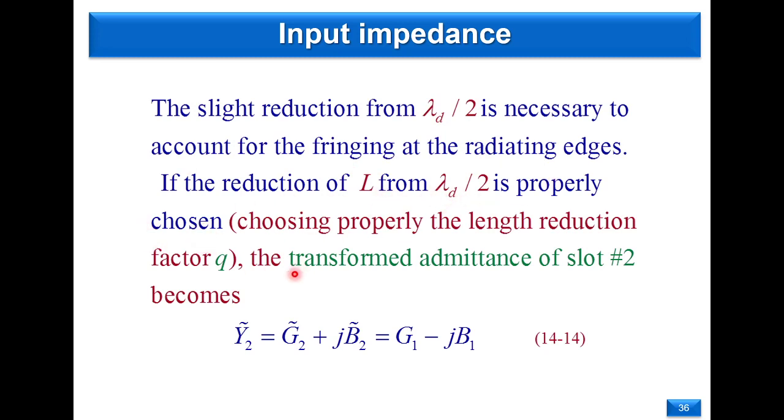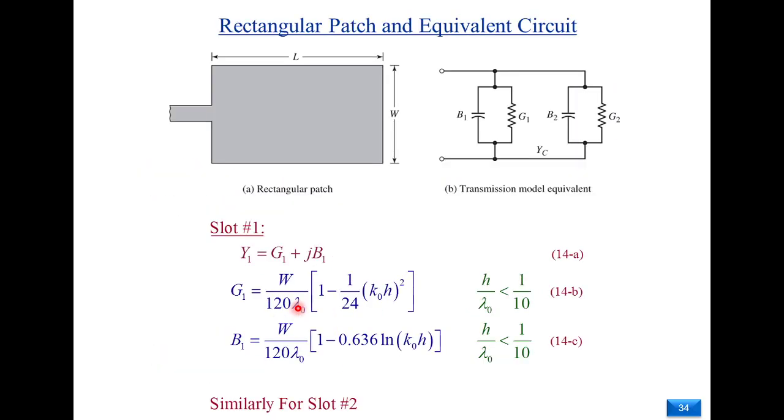When this is happening, the transformed admittance of slot 2 would have this effect. So when we have this length, Y2 has a negative sign, and this is the transformed admittance, the admittance of slot 2 at slot 1. Why? Because at 1 is where the loading is, so this is the source. Similar to what we did with matching, we have admittance Y1 at this point, then Y2 at this point. To calculate the total loading, we can transform this back to here, so we have the total admittance at slot number 1.